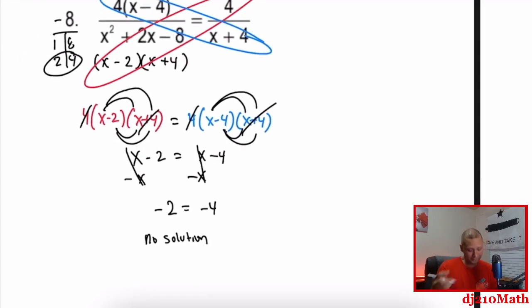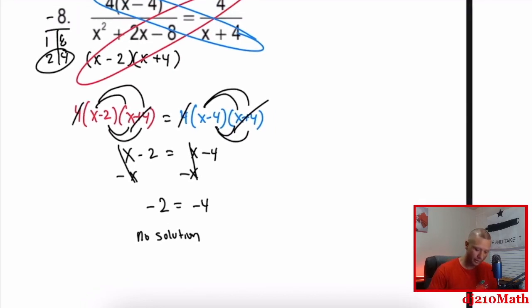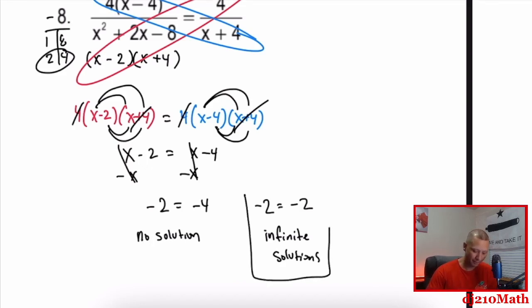Now, I guess this is a good topic. Let's just say, for the sake of argument, we came out and it came out to like negative 2, right? If when you do this and the numbers match in the end, there's infinite solutions. But when the numbers differ, there's no solution. So this is a good teaching point, I think. It's a good teaching point.